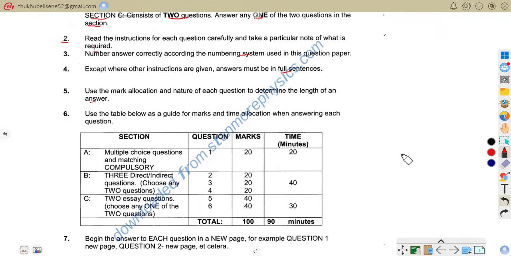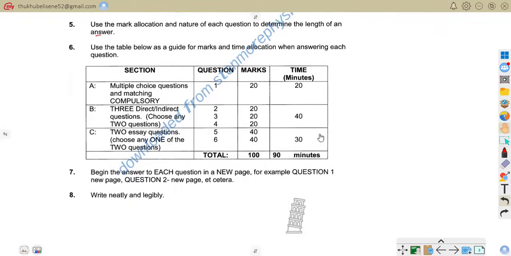You see it, and let us move on to instruction number 7. Begin the answer to each question on a new page. For example, question 1, new page, question 2, new page. Write neatly and legibly. So these are instructions, and make sure that you don't make the mistake of ignoring these instructions. They are very important to look for before you answer any question.